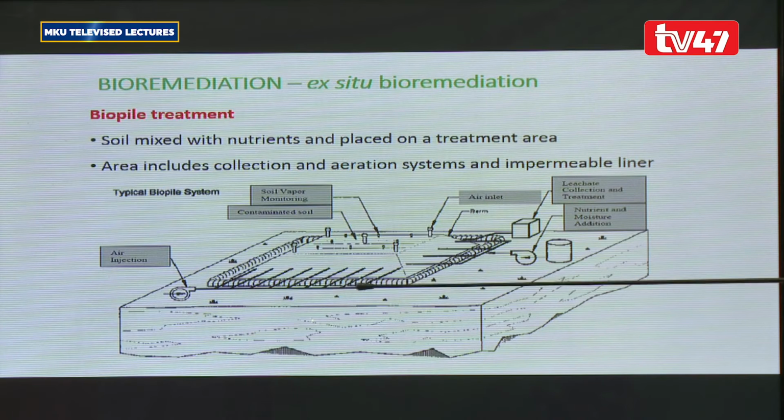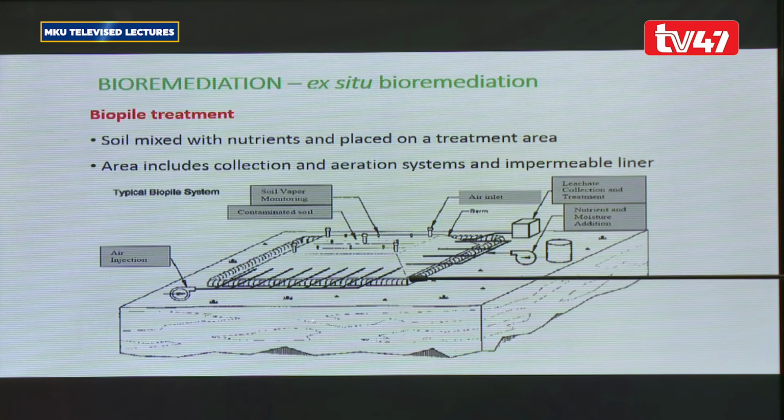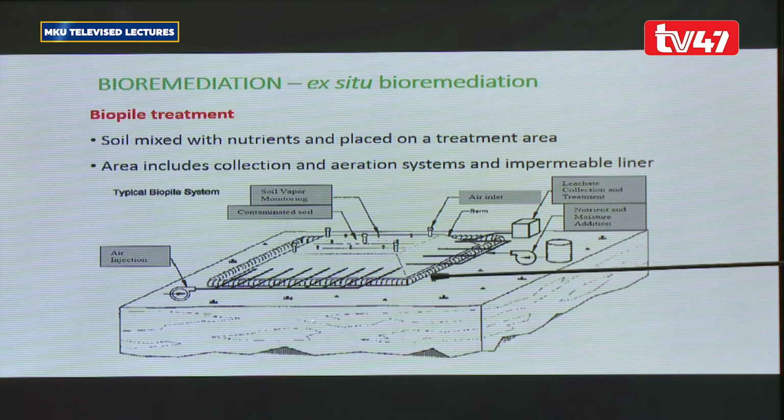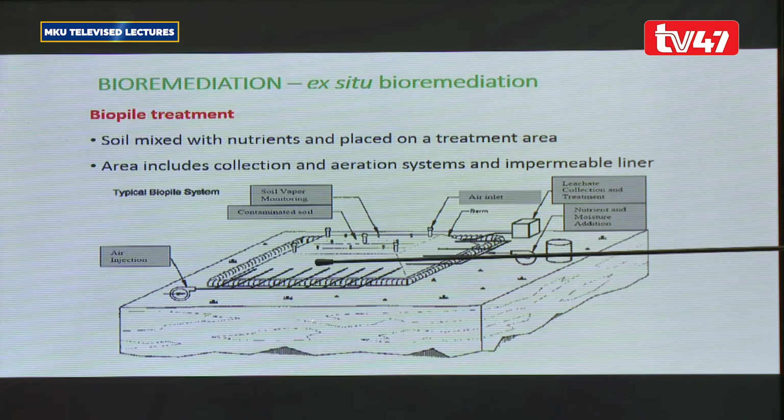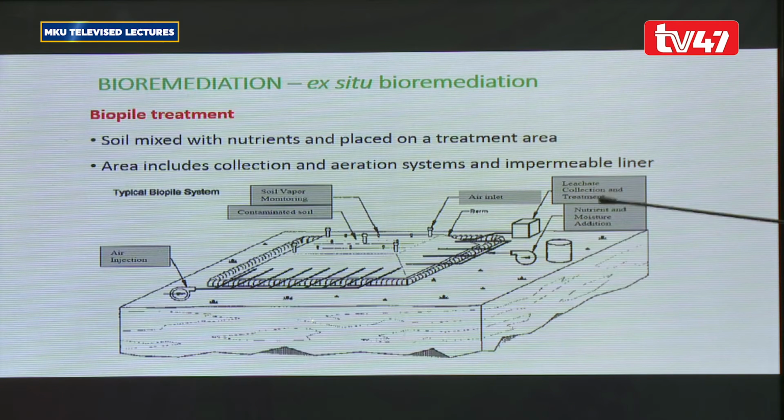Then the area is also covered by a plastic film, which prevents whatever is leaching. You can see leachate collection treatment. Remember, leaching is when the minerals or even the contaminant mixes with some water and then percolates down the pile and can go into the soil in the region where the treatment is being done. So this plastic covering prevents the movement of leachates down to the soil, hence the area is controlled.